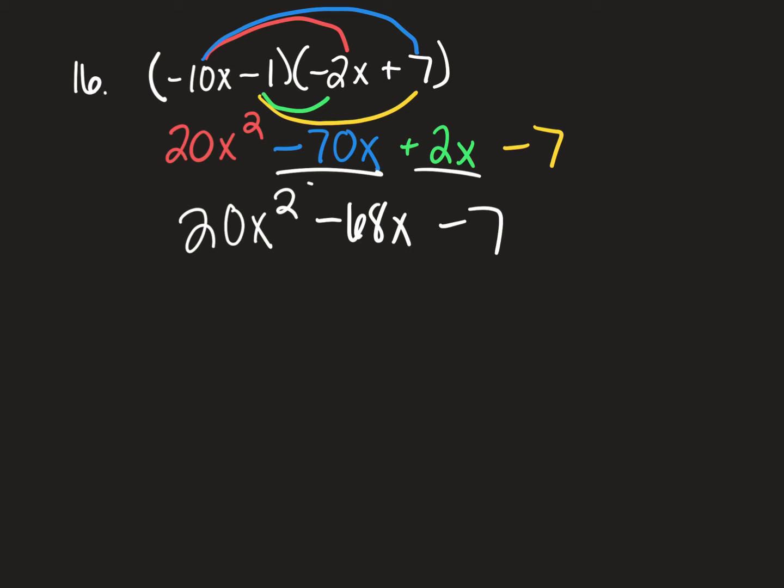I'll read the answers for 19 to 28. All right, so let's work out number 25 now. So we have 4x minus 5 times 2x squared plus 5x minus 5.